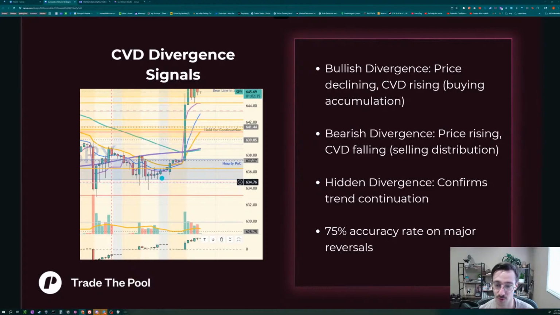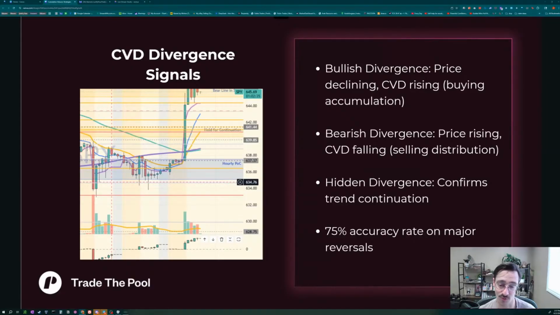When price is declining, but we have CVD rising, that's buying accumulation. If we were to see the opposite, price rising while CVD is falling, then we would essentially be seeing distribution occurring, or likely distribution occurring, where they're offloading their inventory at a high price, but nobody's really buying up here and pushing the thing higher that much. It's just retail, if anybody.